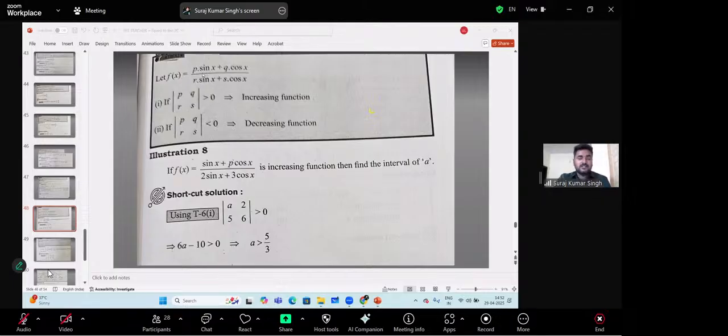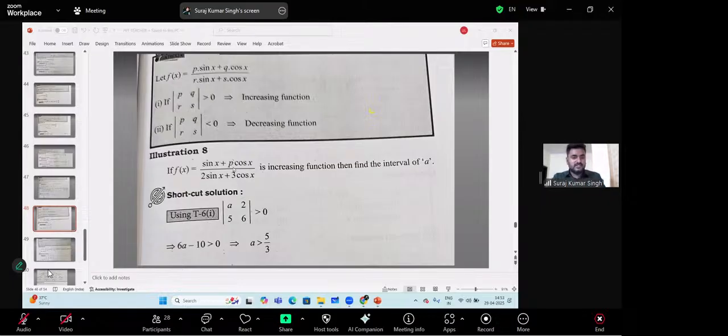Okay. So better, we will only do this determinant. Here are the p, q, r, s. We will make a 2 by 2 determinant. And if this determinant value is coming greater than 0, I will say increasing function, no problem. And similarly, if the determinant of p, q, r, s is coming less than 0, then we will say this is the decreasing function. Done, problem solved.